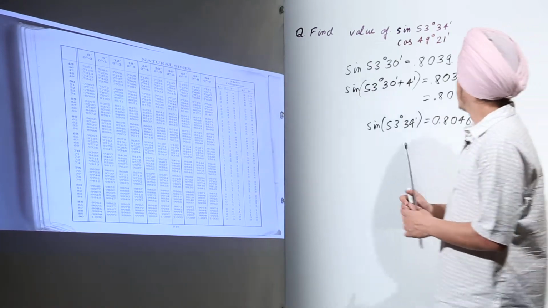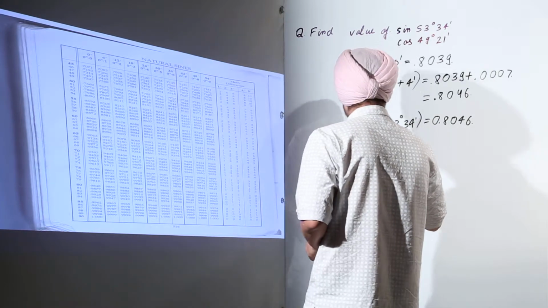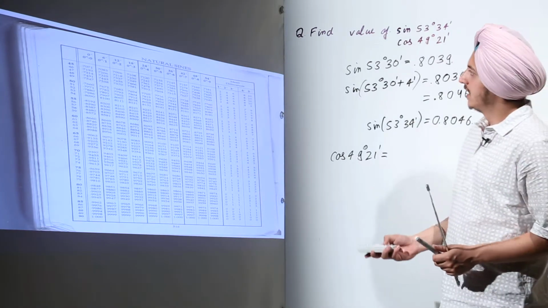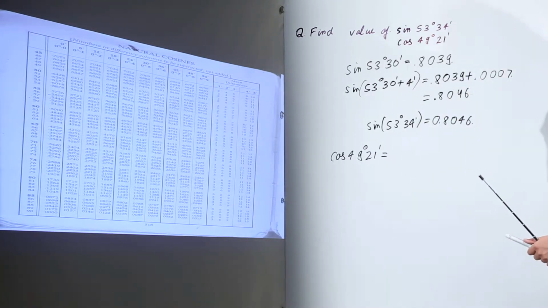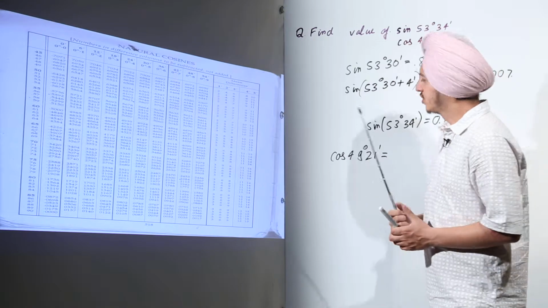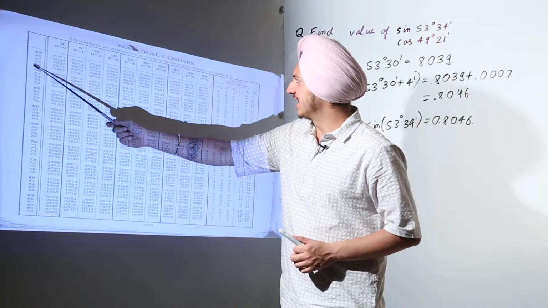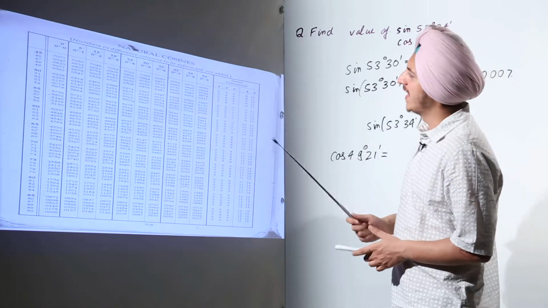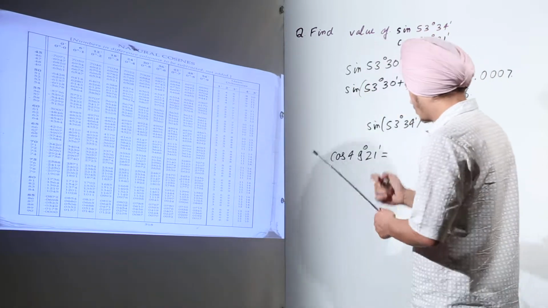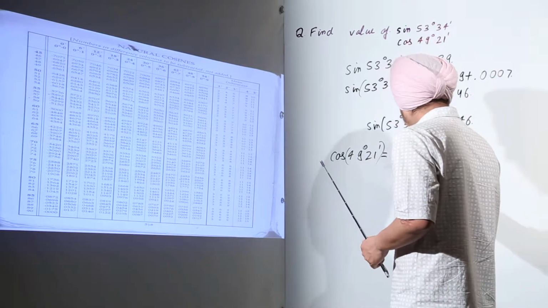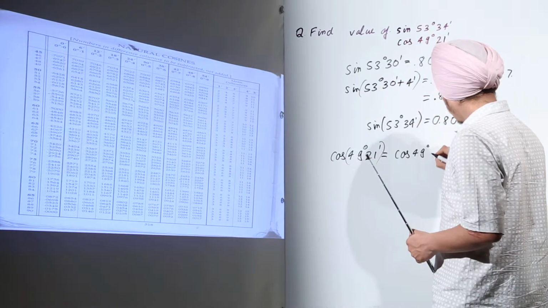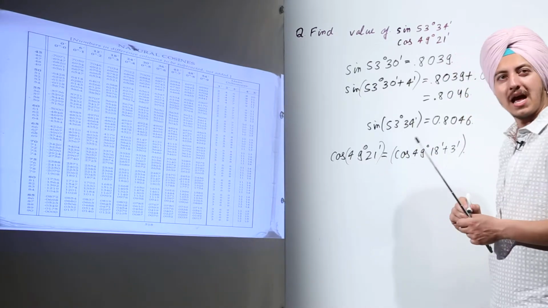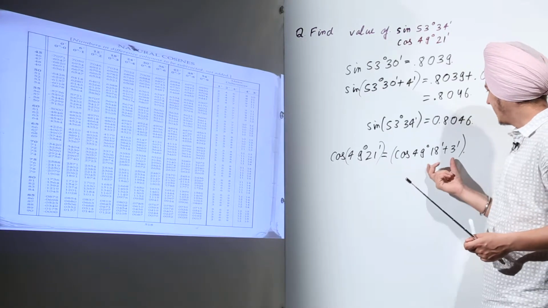Okay. Now moving on to cos of 49 degrees and 21 minutes. How are we going to do this? Again I will be moving on to the table where we have the value of cos of 49 degrees. So we look for the value for cos of 49 degrees. Here it is, right? And next what we need is 21 minutes, right? What is the value that is less than 21 minutes? That is 18 minutes, right? So how I'm going to write this is, this becomes cos 49 degrees 18 minutes plus 3 minutes. Am I right? I've just written 21 as 18 plus 3.